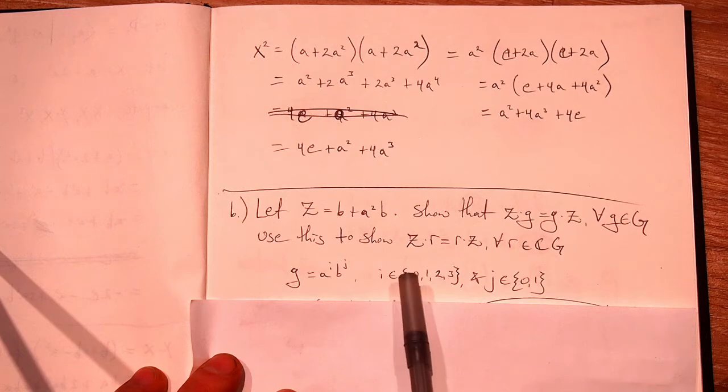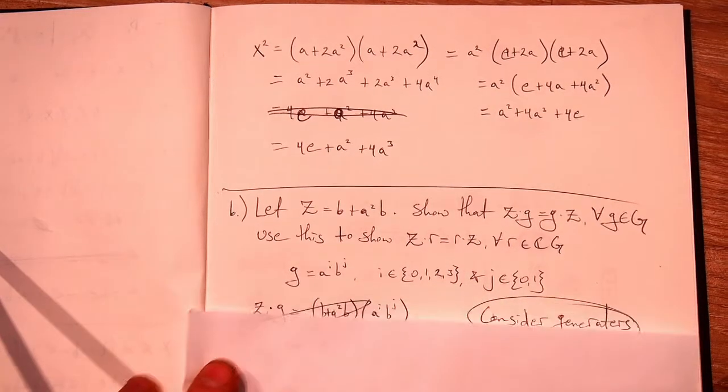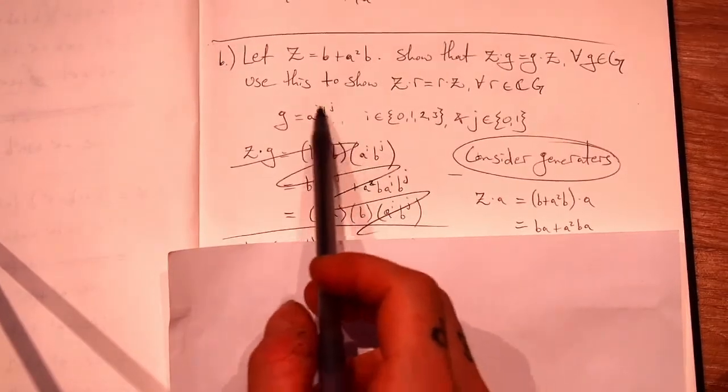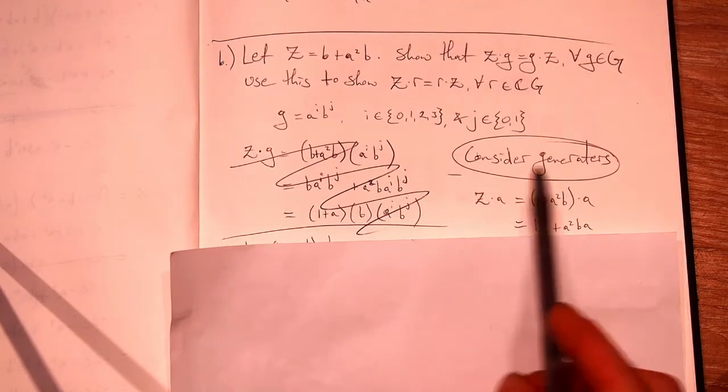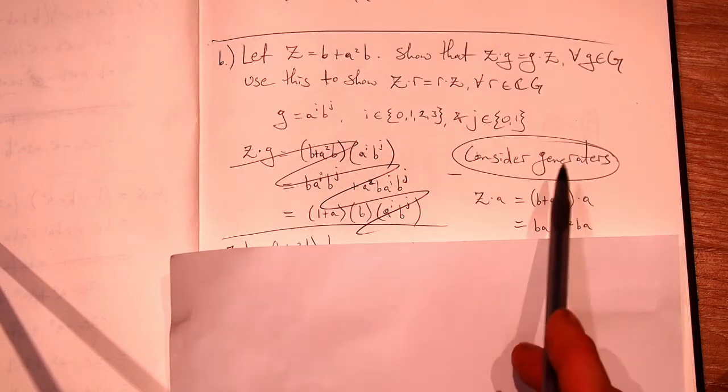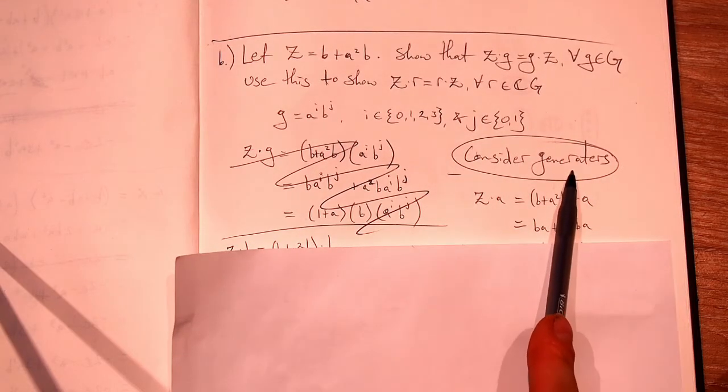Now we know that all elements of the group are going to be in this form. We have powers of A that go 0, 1, 2, 3, and we have powers of B that go 0, 1. So my first thought was to just see how Z acted on a general group element, but that just got me really confused. So I thought, okay, let's look at the generators. Let's see what Z has to do with the generators, because I think I can construct something from there.